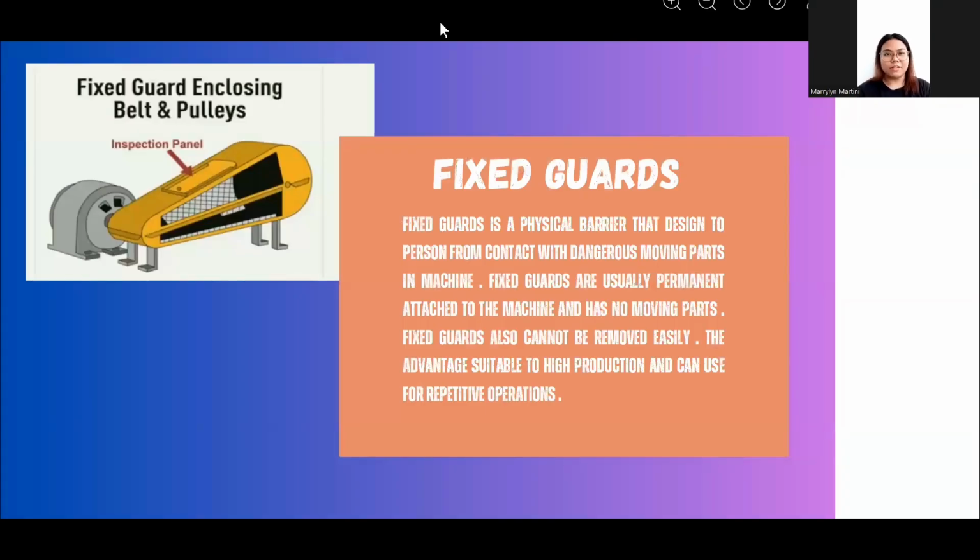Next. Okay, I will continue with the content of machinery protection.